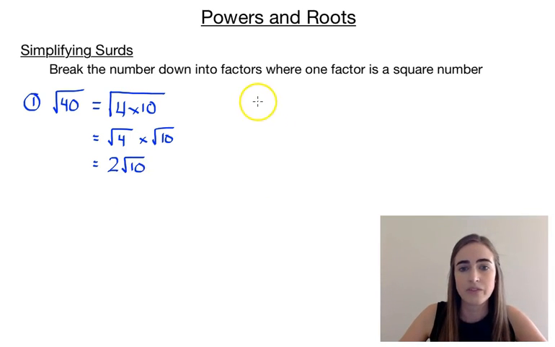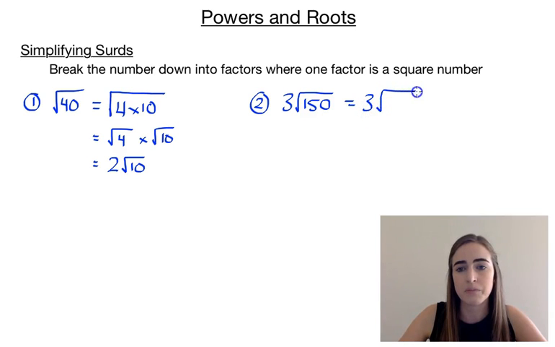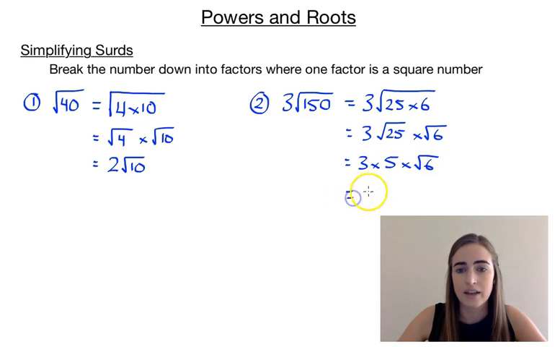If we have a look at a second example, in this one we've got 3 root 150. Again, we want to break that 150 down into factors where one of them is a square number. So we're going to leave the 3 out the front, and break that into 25 times 6. That can be broken into 3 square root 25 times square root of 6. And the square root of 25 is 5, so that will become 3 times 5 times the square root of 6, which will work out to give us a final answer of 15 square root 6. So that's how we can simplify our surds.